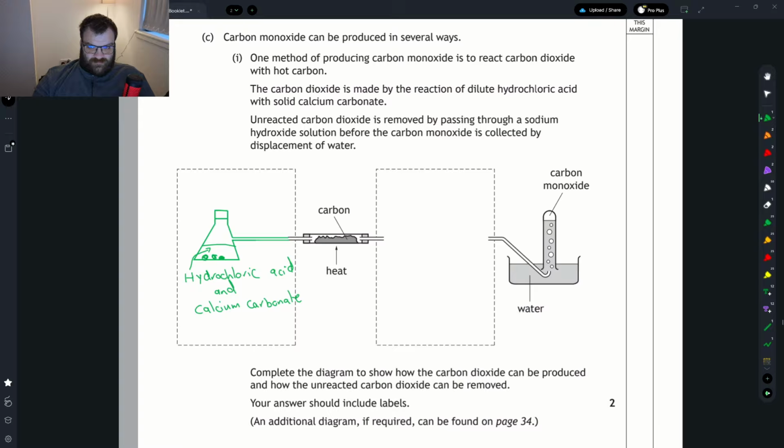So in this one we've got the heated carbon, so the gas that we make can pass over the hot carbon. We then need to pass it through sodium hydroxide solution before the carbon monoxide is collected, as we've got here. This is the one where we want to have one tube going into the liquid, the sodium hydroxide, and then the other pipe coming out from above it so that we can bubble it through and then it will come off at the end. I'm going to try and do a test tube or boiling tube.